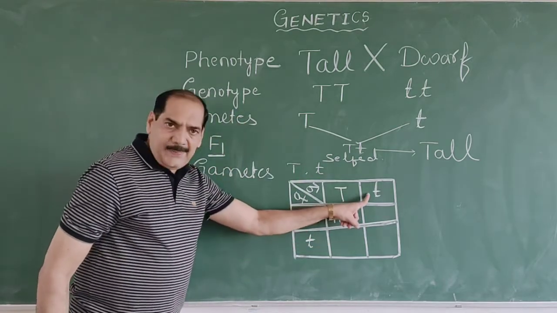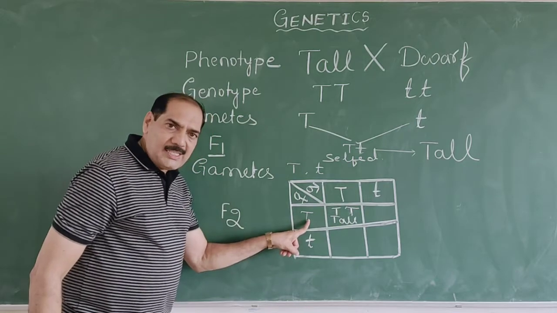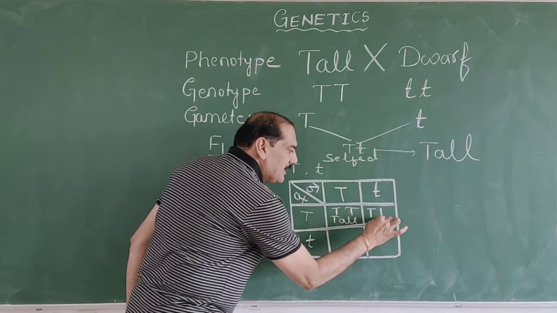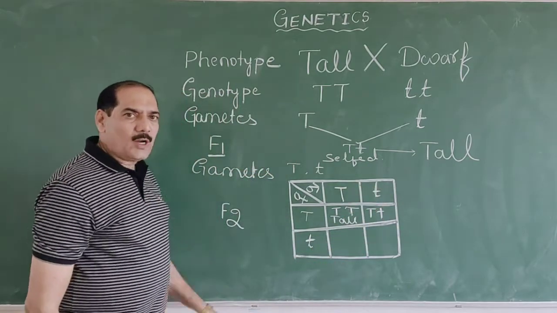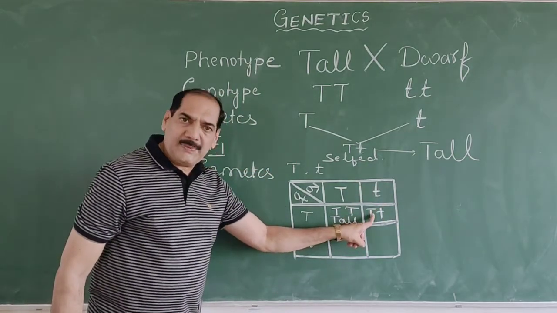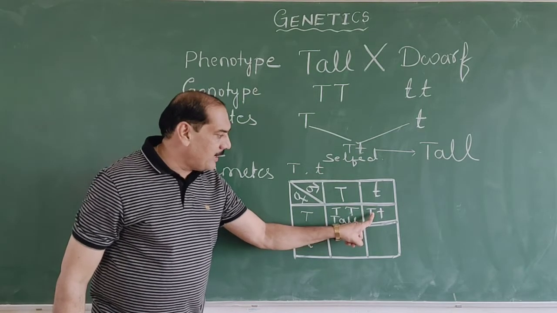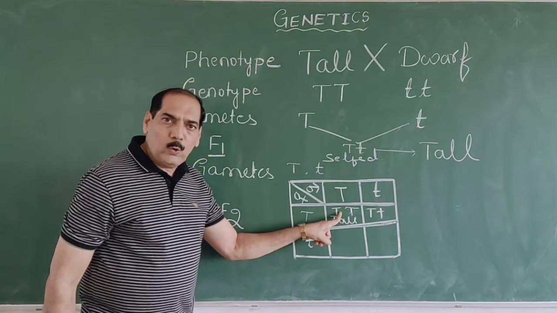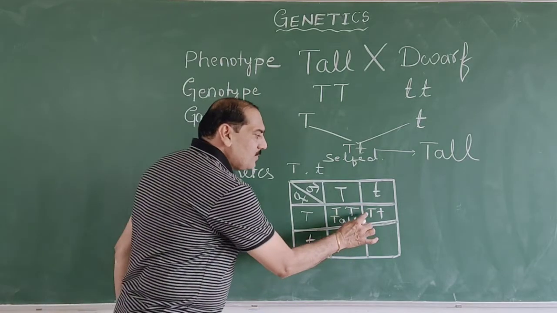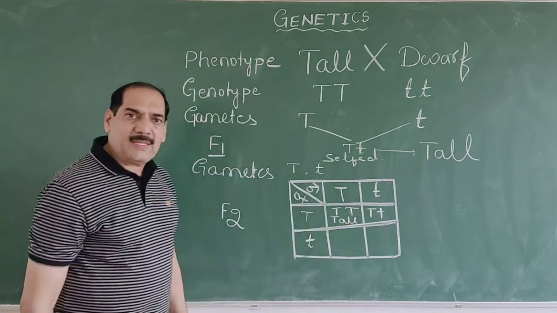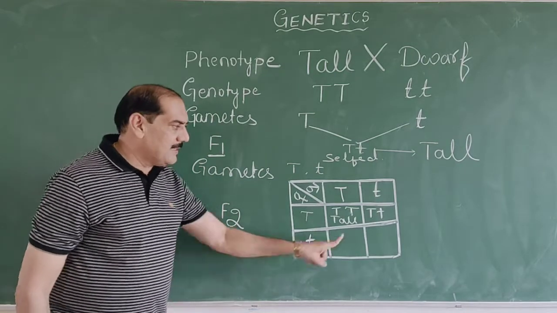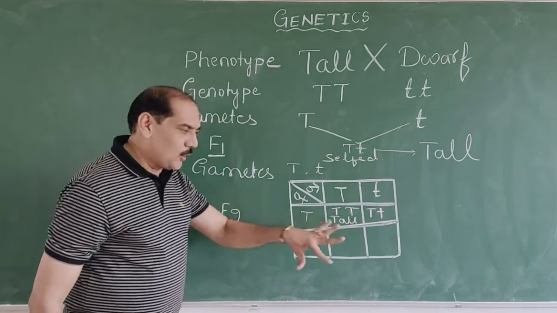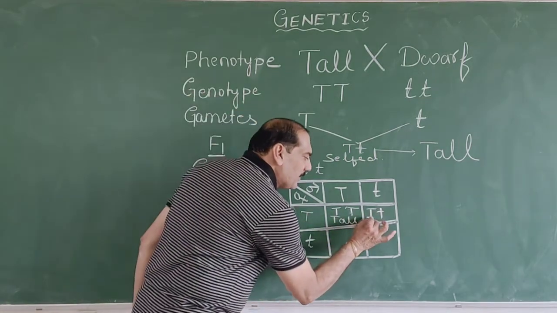If this male gamete is fused with this female gamete, capital T, small t. What have I written? Genotype. What is the condition of the genotype? Heterozygous. This is homozygous. This is the genotype. What will be the phenotype? Does this plant develop tall or dwarf? Tall. What type of tall?